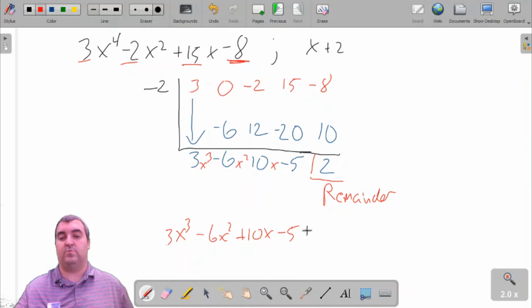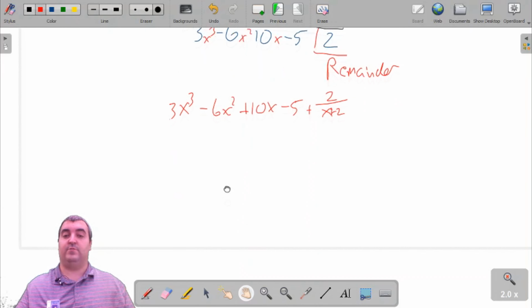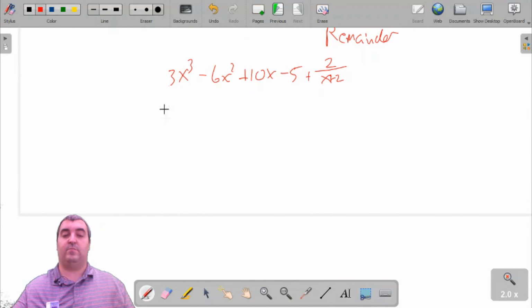So if you want to, you can write it as remainder on top and divisor on the bottom. But you don't have to. You could also just say remainder of 2. Okay. So if you were asked to find the remainder, synthetic division works. However, there is a better way of doing that, and that is using this theorem called the remainder theorem. It's a crazy name.